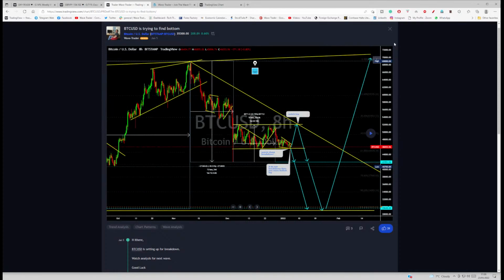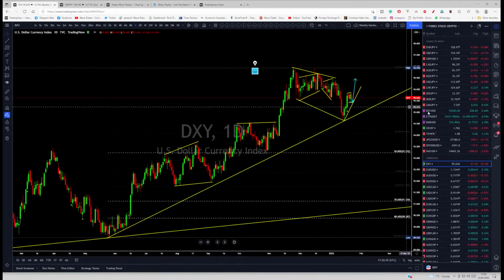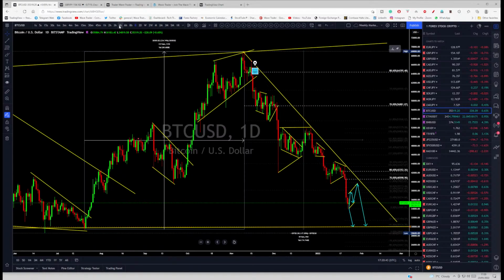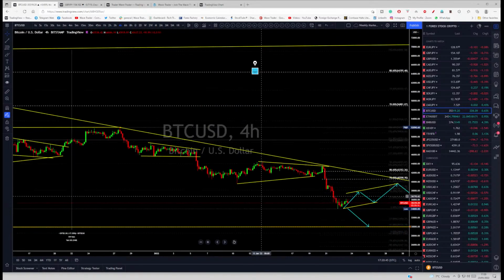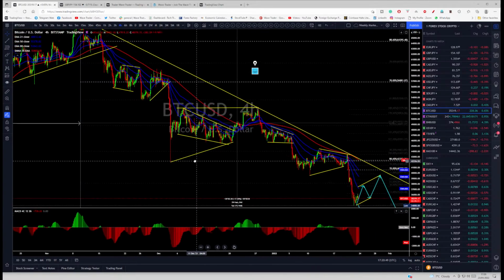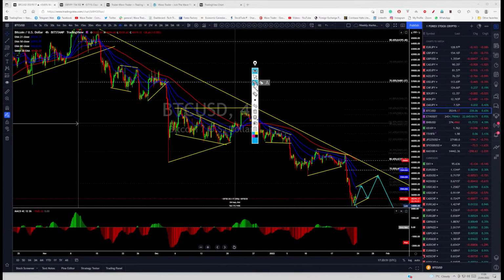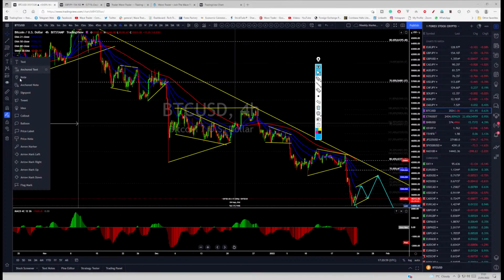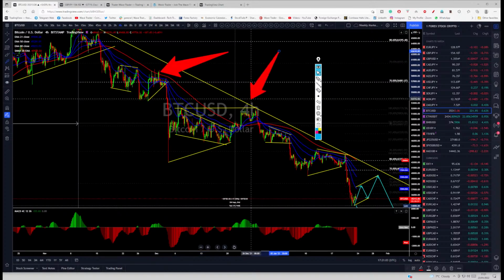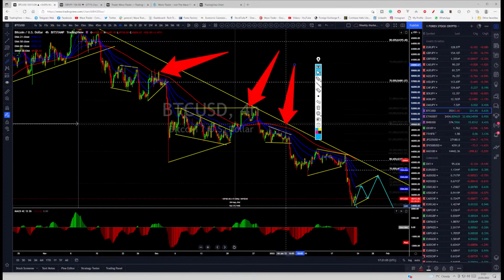So remember what I was saying when Bitcoin was dropping. You remember the previous weekly market outlooks. What I was saying is that as long as price stays under those 4-hour moving averages, your bearish trend is intact. Let me use that arrow. As long as price stays below those moving averages, your trend is intact.